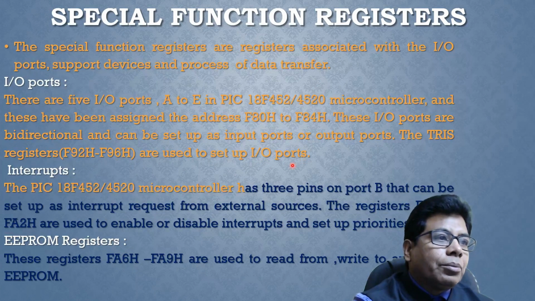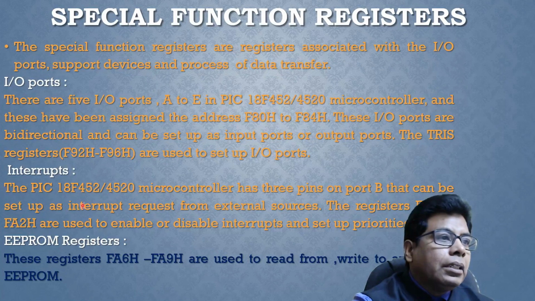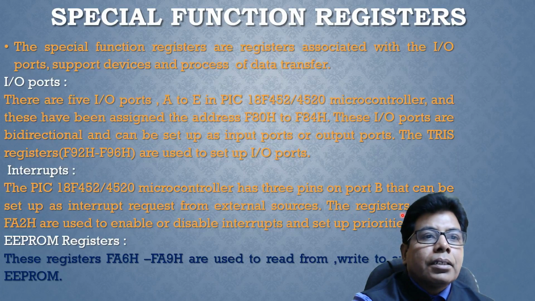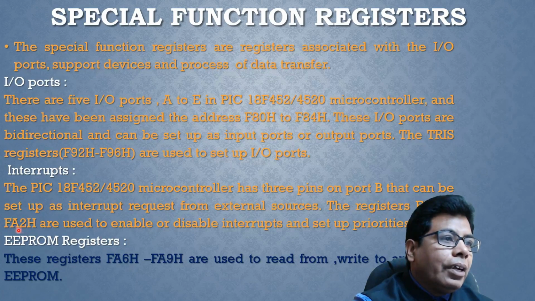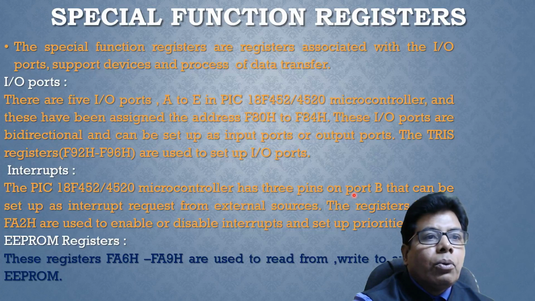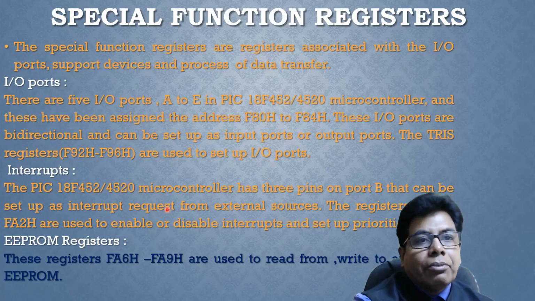Then next is interrupts. Now it has got 3 pins on port B that can be set up as interrupt request from external sources. The registers F9DH and F82 are used to enable or disable the interrupts and set up priorities. So with the help of these registers, we can enable or disable the interrupts, and the port B 3 pins, they will be used as pins for the interrupt request.